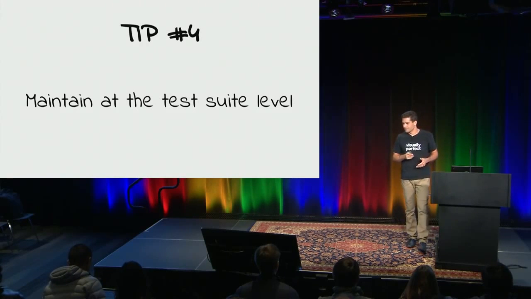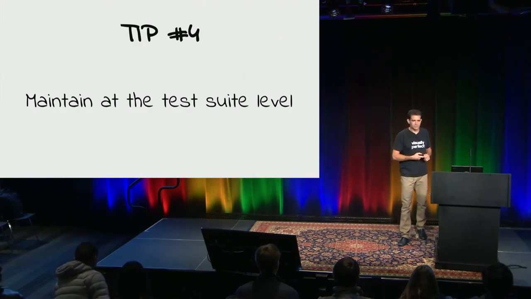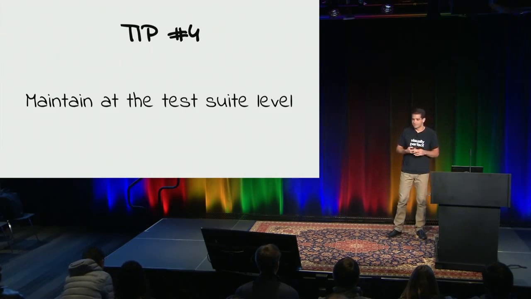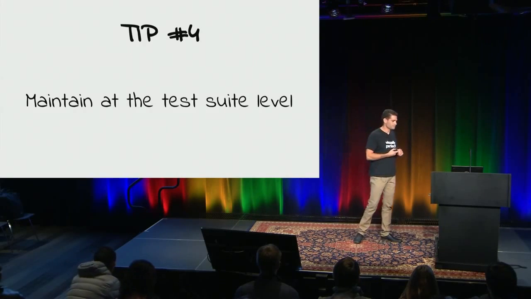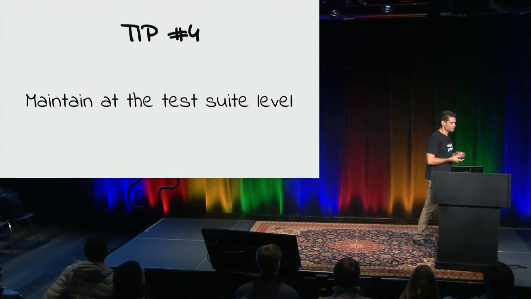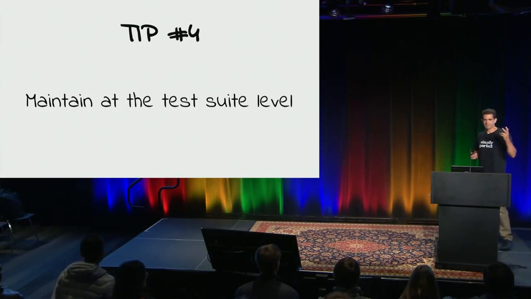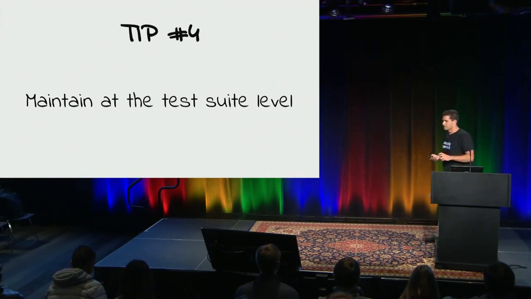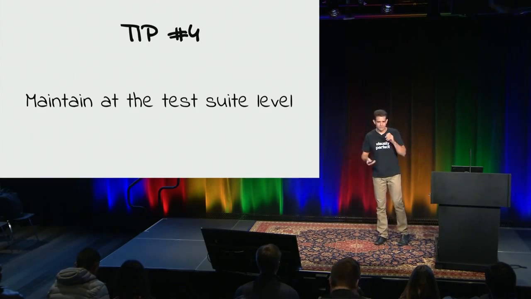Tip number 4, maintain at the test suite level rather than at the test level. Now, this seems a bit trivial, but actually it's a very important tip. There are situations with visual testing where there is one bug or one change in the system, or very few changes, that are captured by multiple checkpoints across many of your tests.